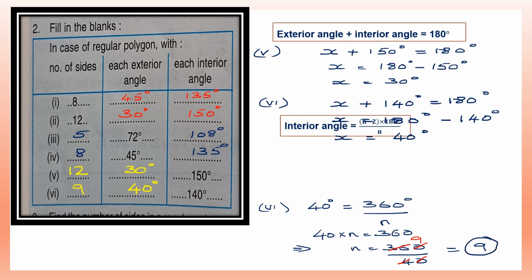So can you see, children, here in the fifth one, I used the formula for the interior angle. For the sixth one, I used the formula for the exterior angle because we had already found the exterior angle. You can use one of these to find the number of sides.